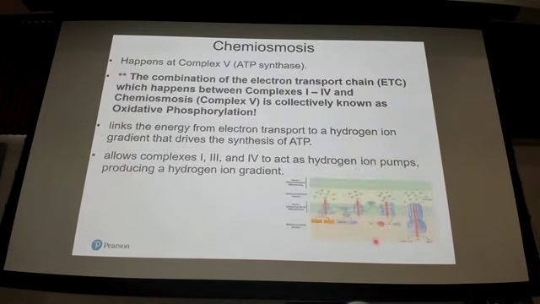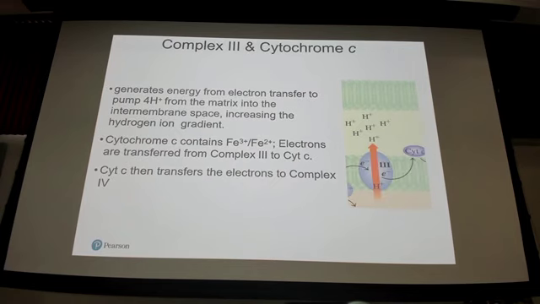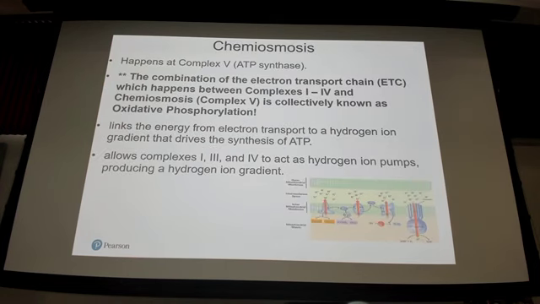And so actually, the first 4 complexes are the actual electron transport chain. So now we're going to move to the 5th complex, and that is where chemiosmosis occurs. Chemiosmosis is the process where ions move from a high concentration to a low concentration, and they're going to do that at complex 5. That's going to be what drives the synthesis of ATP by ATP synthase.